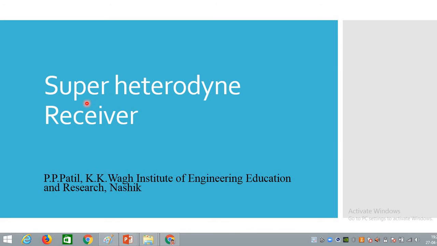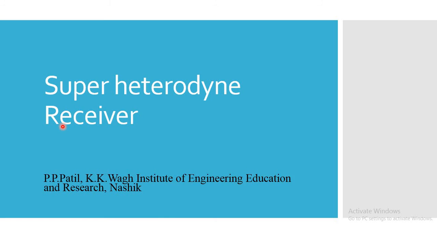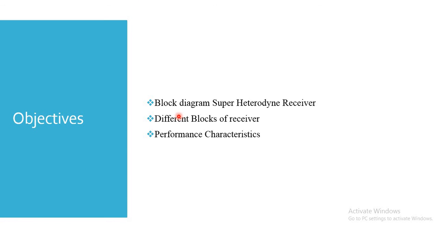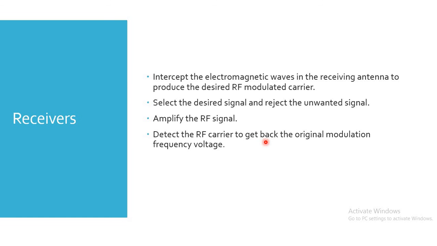Hello students, in this video we are going to study the superheterodyne receivers which we use in receiving an AM signal. Objectives: we are going to discuss the block diagram of a superheterodyne receiver, then we will study in detail the different blocks of the receiver, and finally the performance characteristics of the superheterodyne receiver.